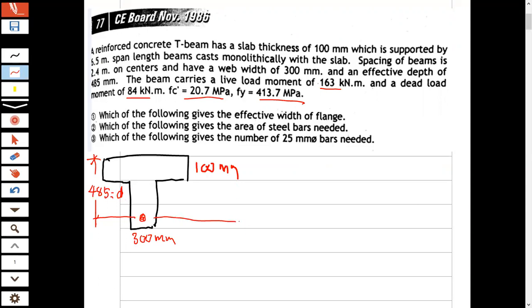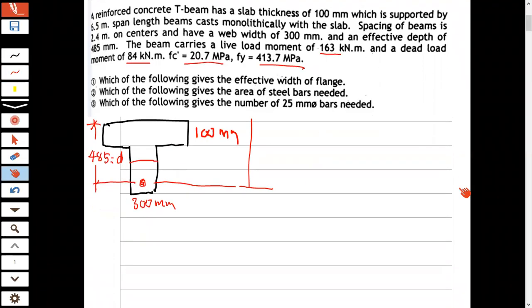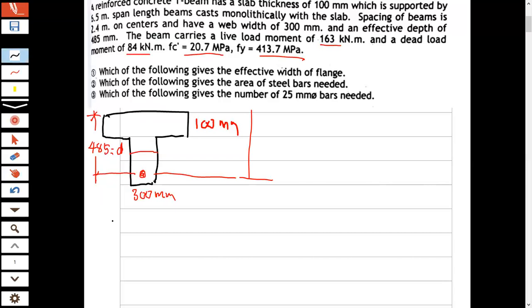so of course we do first. That is, if we assume that this is a T-beam, it will come over here, okay? But let us check first. Let's compute first. Which of the following gives the effective width of the flange? So, first, number one, the effective width of the flange.